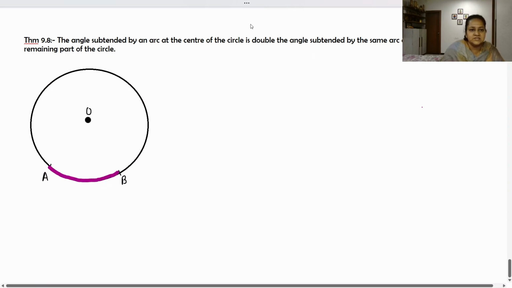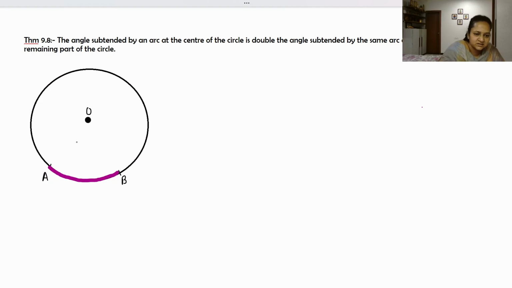Now the theorem states: the angle subtended by the arc at the center. Arc AB subtends angle AOB at the center. This angle is double the angle subtended by the same arc AB at any point on the remaining arc. Remaining part of the circle means other than arc AB; anywhere you take a point, I'm taking it over here. Let me call this point P. Then arc AB is also subtending angle APB at a point on the remaining part of the circle.